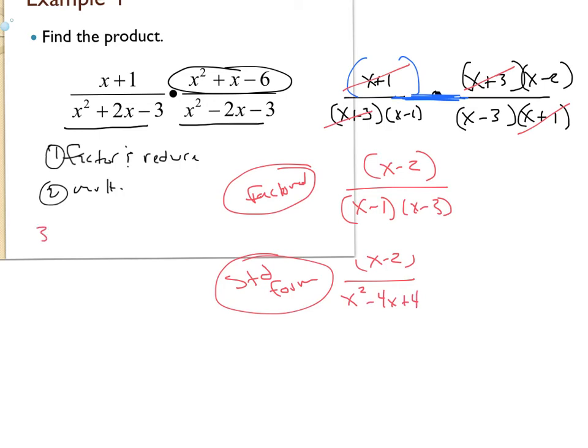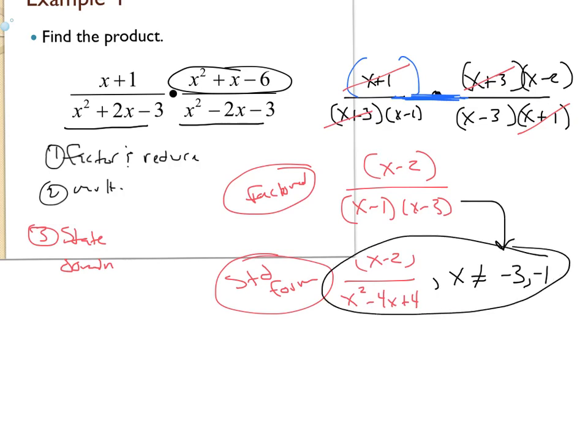Now the very last step is I want to state the domain. The domain is based off of the original function. So the original function is going to be, and I apologize, it's not based off the original function. I'm going to go ahead and base it off of what I have here. So I'm going to state the domain where x cannot equal -3 or -1. And that is taken from my factors there. And there we go, and that's how we multiply.